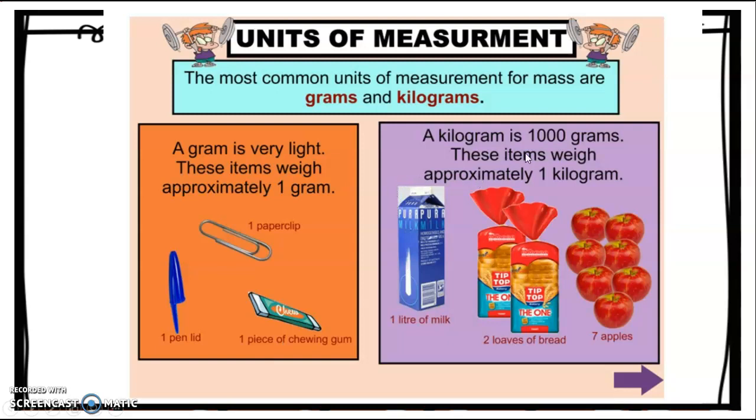A kilogram is 1,000 grams. These items weigh approximately 1 kilogram. 1 liter of milk, 2 loaves of bread, 7 apples weigh about a kilogram. Also, think about a kilogram weighing about 2 pounds.